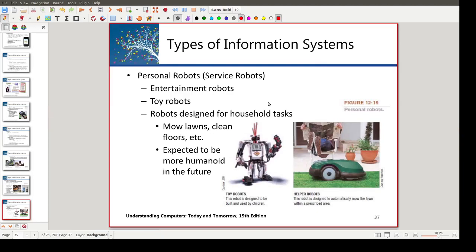Personal robots, they are for service. You have these robots for your service. For example, there are some robots that clean your yard or clean your house. And there are some entertainment robots, toy robots, robots designed for household tasks, mowing lawns, cleaning floors, and expected to be more humanoid in the future. Humanoid means acting like a human in shape and functions.